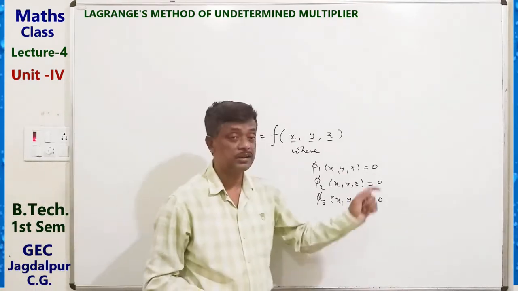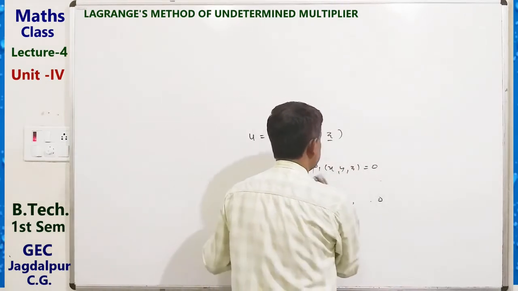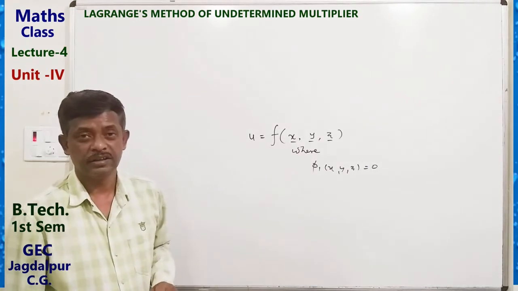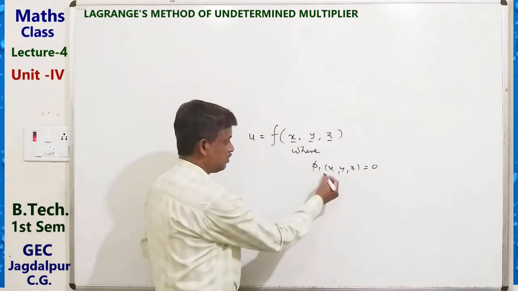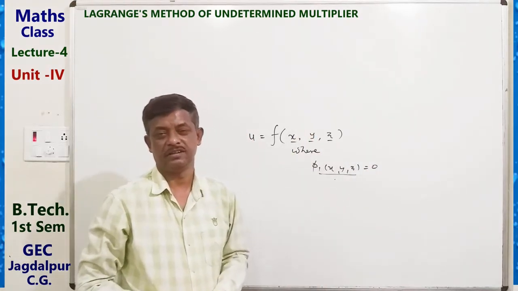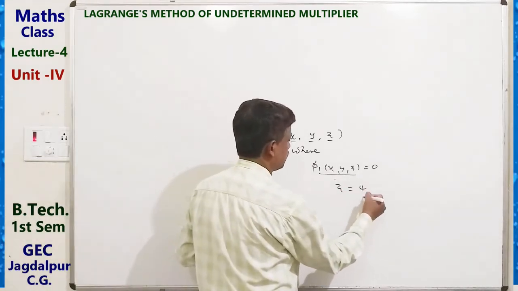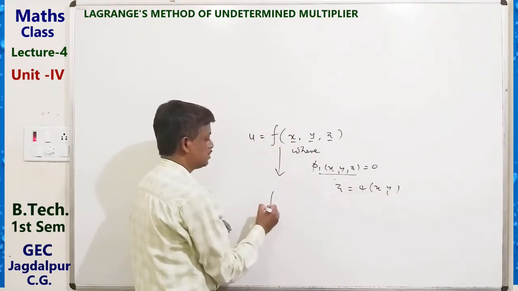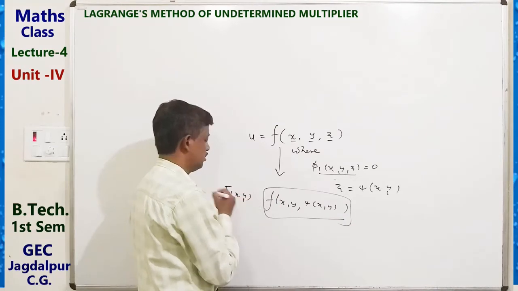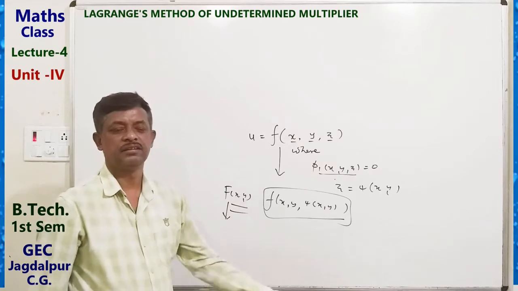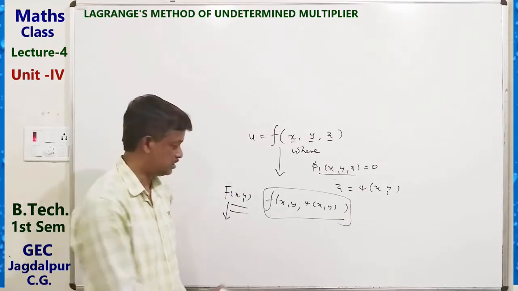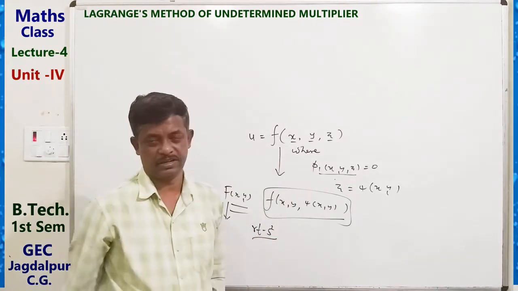If a single relation is given, then we can determine the nature of the stationary point by using the previous method. We can convert one of the variables in terms of the other two and substitute, so we ultimately get a two variable function. From the relation we can write z equals a function of x and y, and put it in place of z in the function. So finally this will be a function of two variables, and we can find the maxima and minima nature of the stationary point as usual, using the previous method, that is rt minus s square and so on. If a single relation is given, then okay.